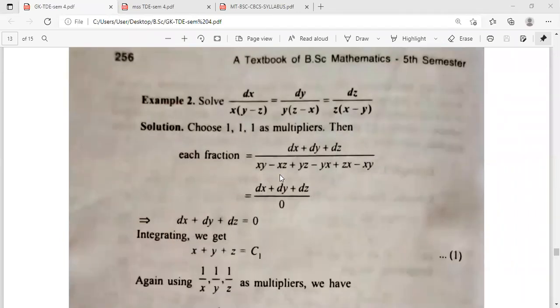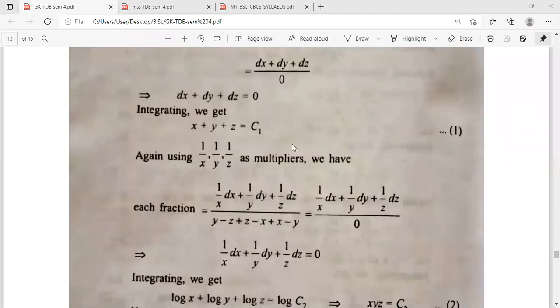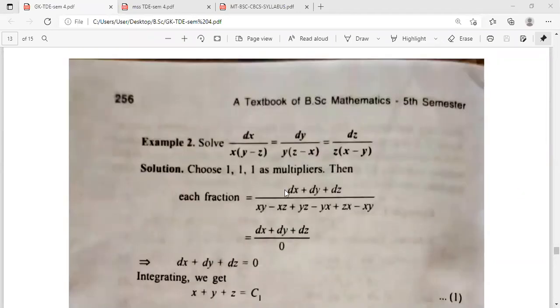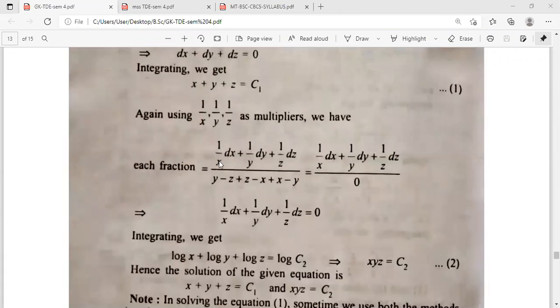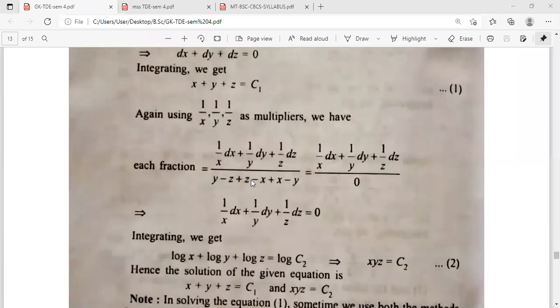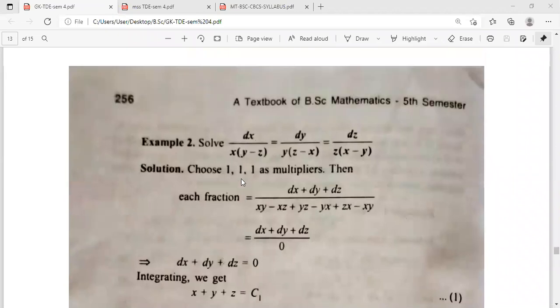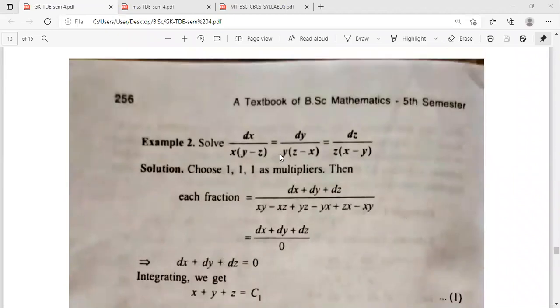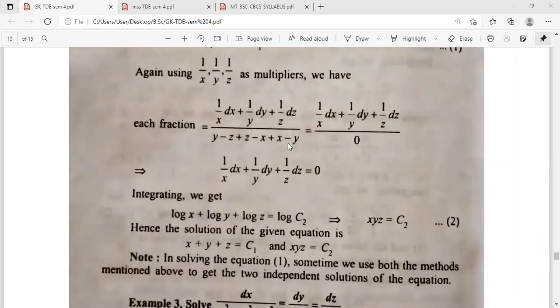Now, to get the second set of multipliers, this is also by inspection. If you take 1 by x, 1 by y, 1 by z, how much are you going to get here? 1 by x into dx, and the denominator x gets cancelled, giving 1 into y minus z, that is y minus z. Similarly, plus 1 by y dy, the denominator y gets cancelled, and you get z minus x. On simplification, the numerator is 0.